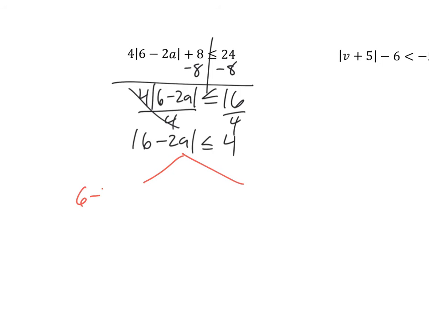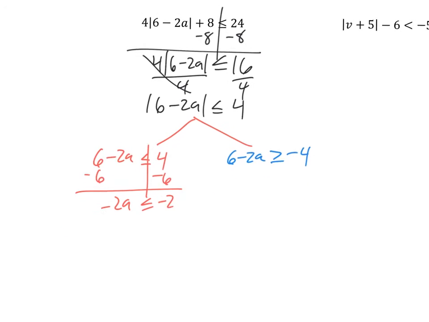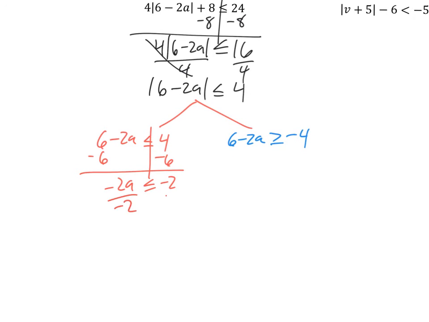We'll get 6 minus 2a is less than or equal to 4, and 6 minus 2a, flip the inequality, so greater than or equal to, change the sign on the 4, -4. Now we can solve these by subtracting 6 on both sides first to get that -2a is less than or equal to -2. Divide by -2 finally. Those will cancel out. We'll get a is, we have to flip our inequality because we divided by a negative, so greater than or equal to. -2 divided by -2 gives us 1.